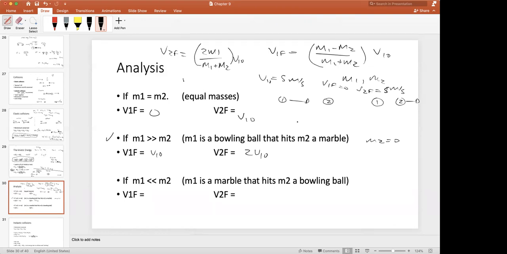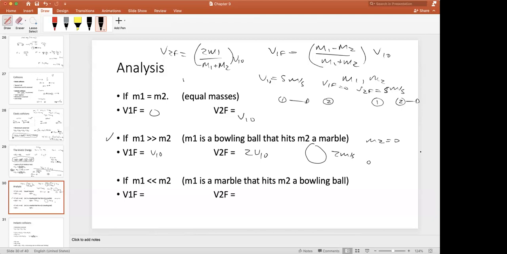So, a big old bowling ball traveling at 2 meters per second hits a marble that's initially at rest. Afterwards, the marble's moving at 4 meters per second, and the bowling ball's still only doing 2 meters per second. That occurs if M1 is much, much greater than M2. What do you think will happen if the reverse is true?